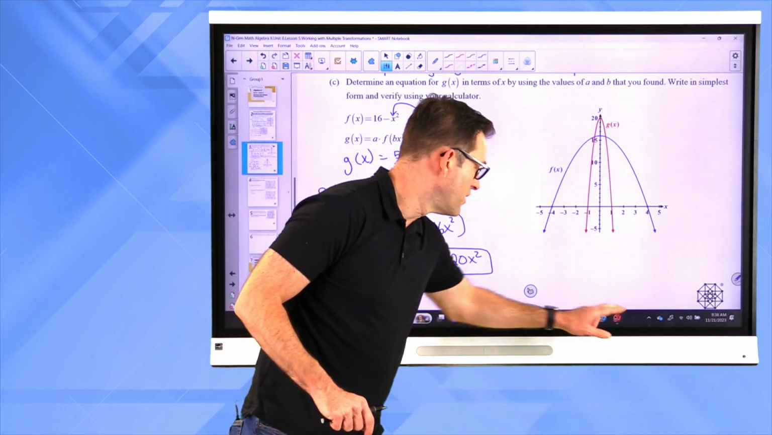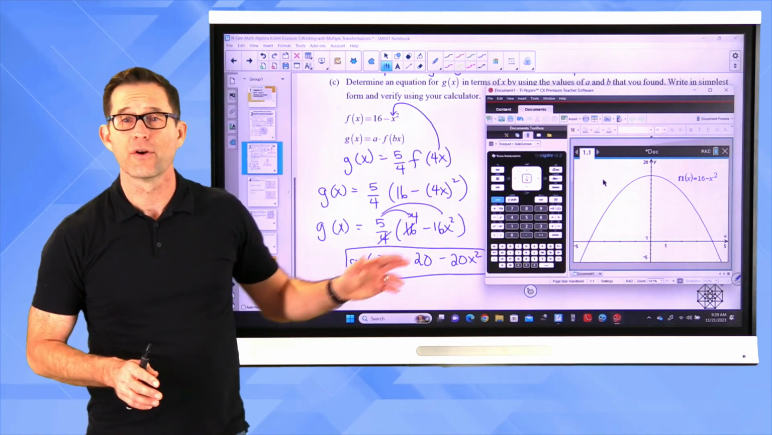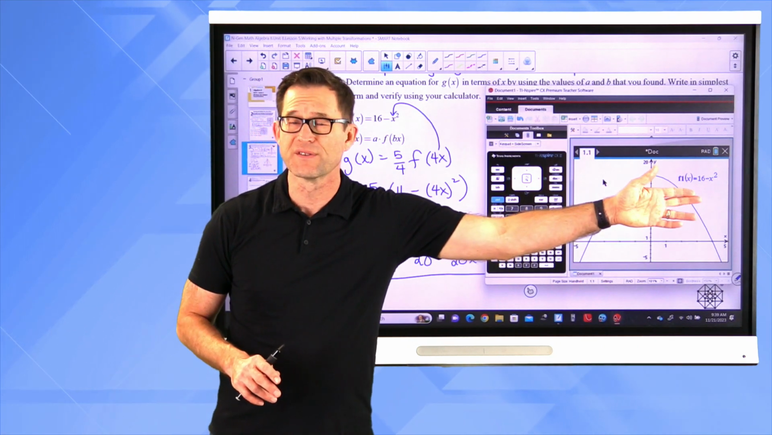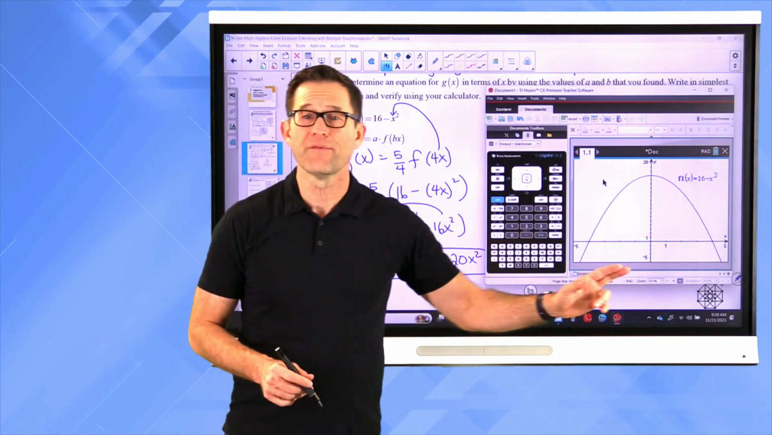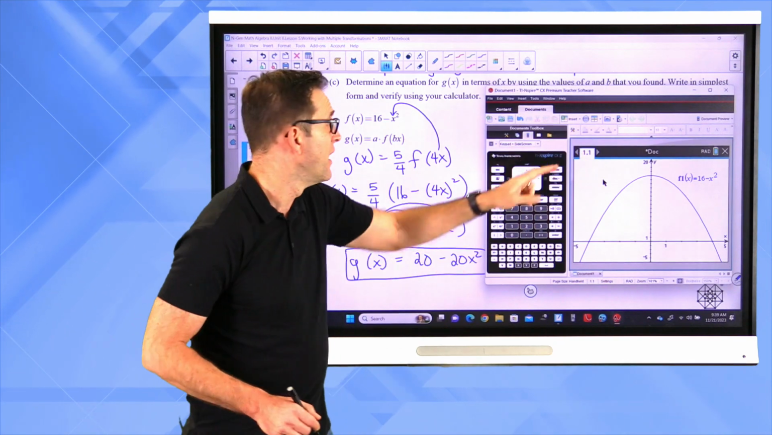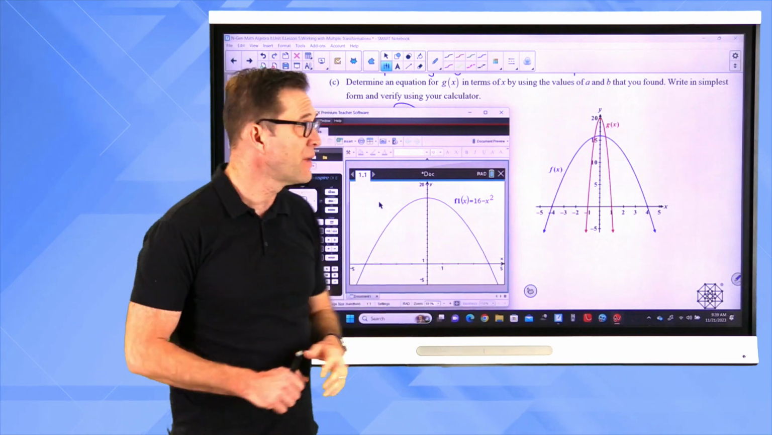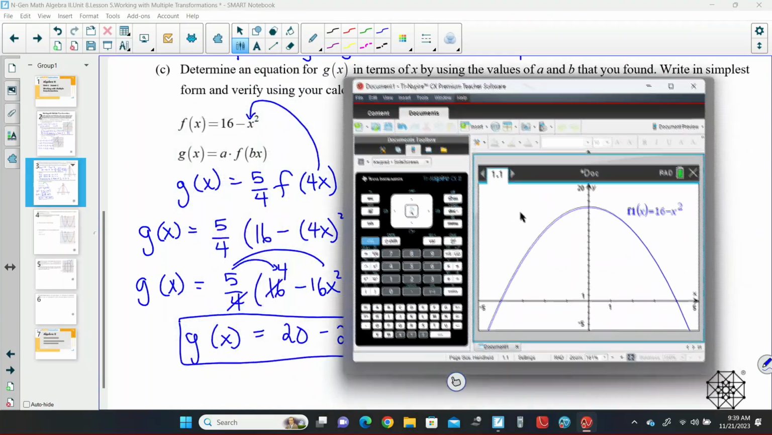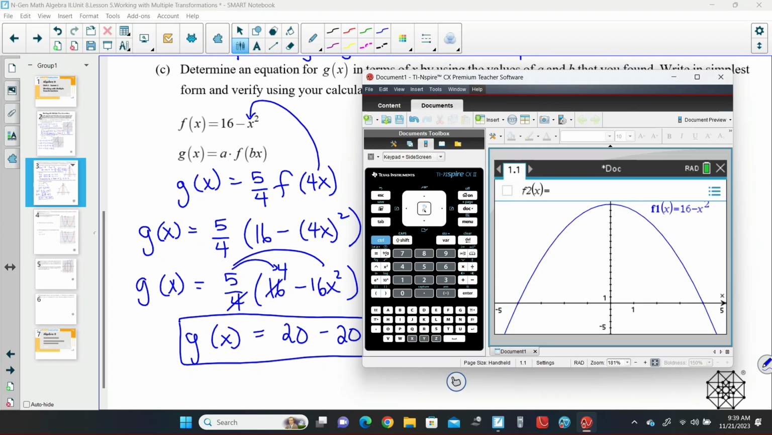Now, got a little bit ahead here, all right? I've already, in my graphing calculator, put in f of x. F of x is equal to 16 minus x squared. I've also adjusted the window so that it goes from -5 to 5 along the x-axis and -5 to 20 along the y-axis. And that's exactly what we've got sort of in this particular image. So now, let's throw in our g of x. I'm going to go into Menu, Graph Entry Edit, Function, F2, it's all ready for me. 20 minus 20x squared.